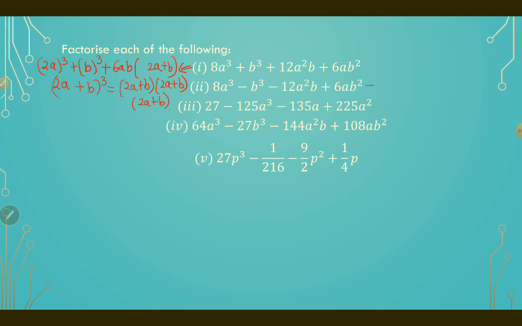The second question I can write as 2a the whole cube, but over here there is a negative sign, so it's minus b the whole cube, and if I take minus 6ab common, I get 2a minus b. So this is 2a minus b 3 times.